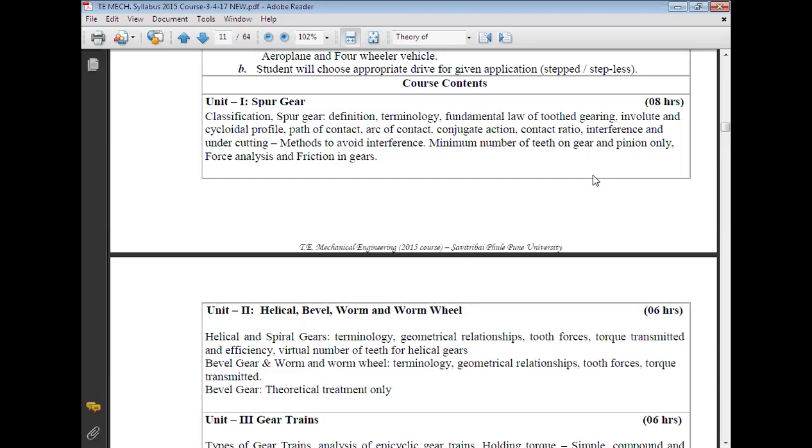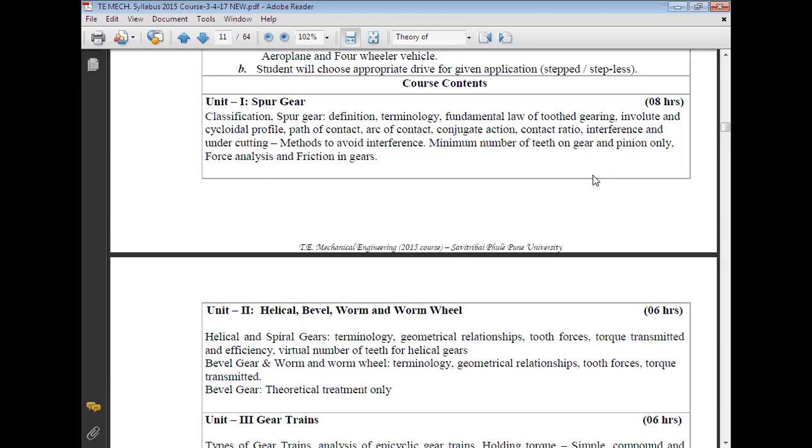Next is path of contact and arc of contact. Whenever two gears are in contact with each other, they have these two terminologies: one is path of contact and another is arc of contact. So this we will study when two gears are in mesh. Then conjugate action. What exactly conjugate action is, that we will see. Next is contact ratio. What contact ratio is and how power transmission is related to this contact ratio, that we will see.